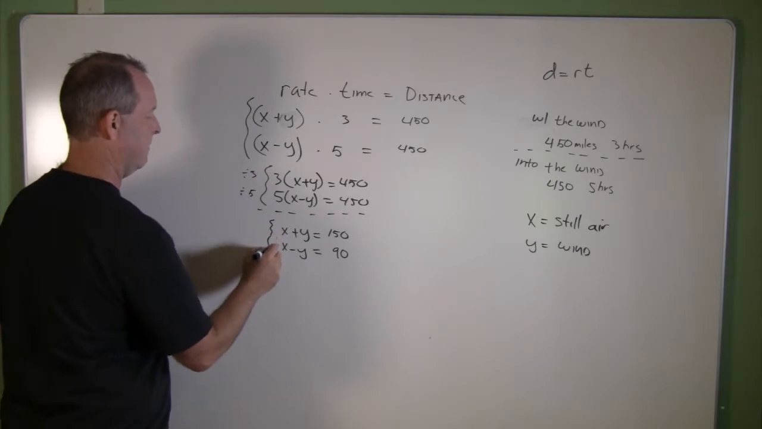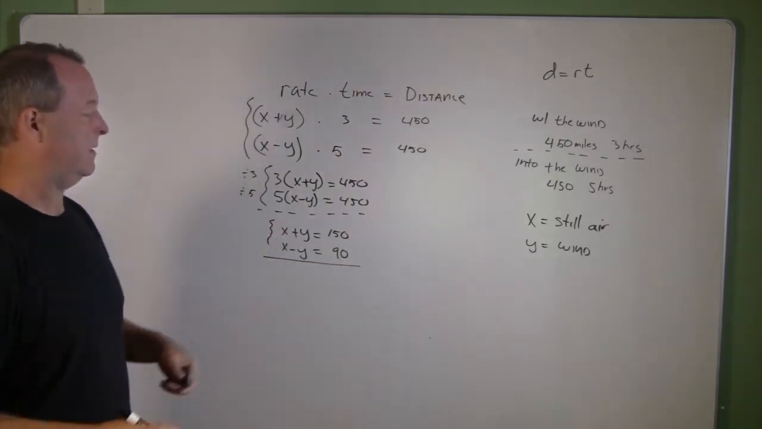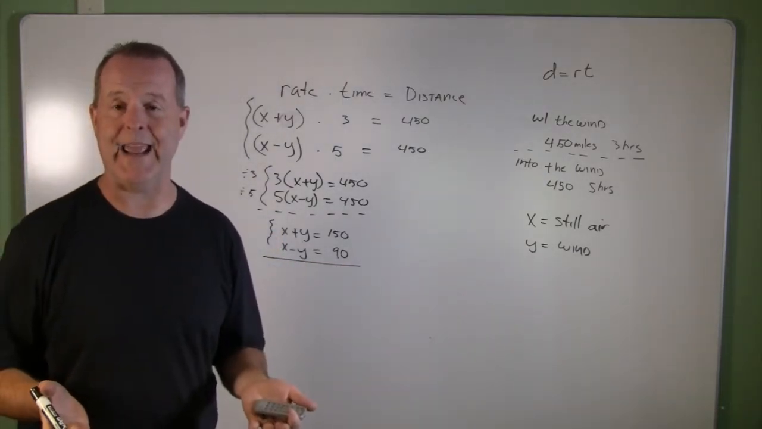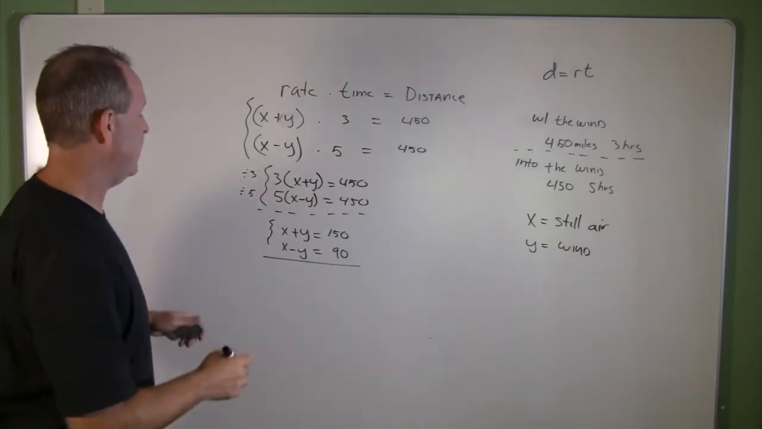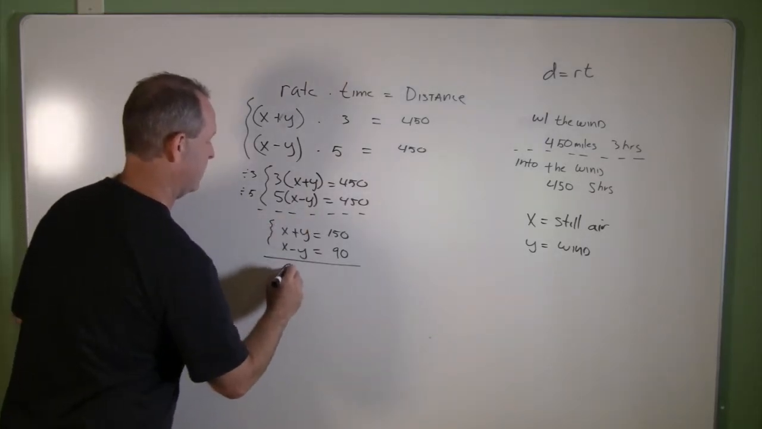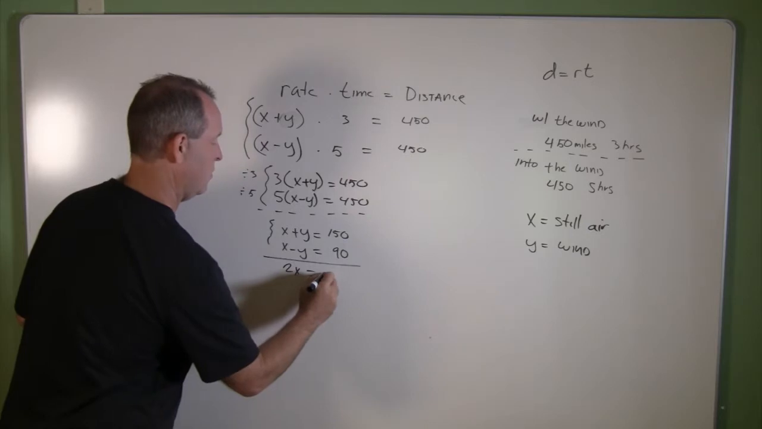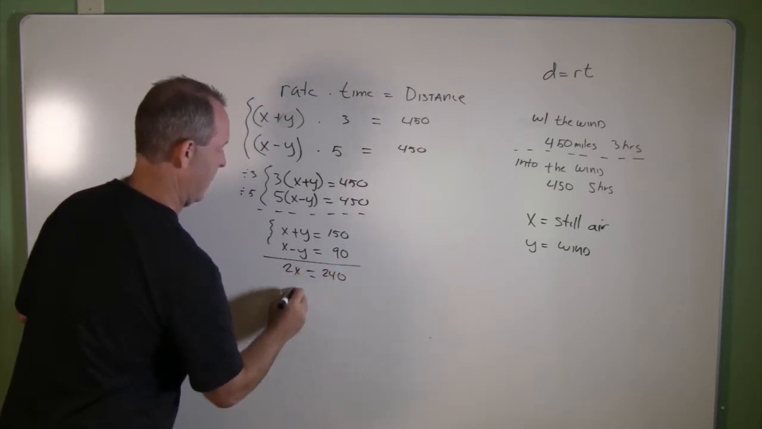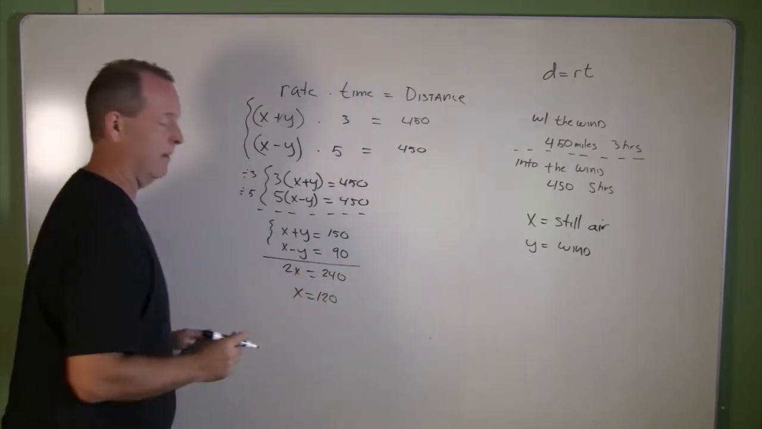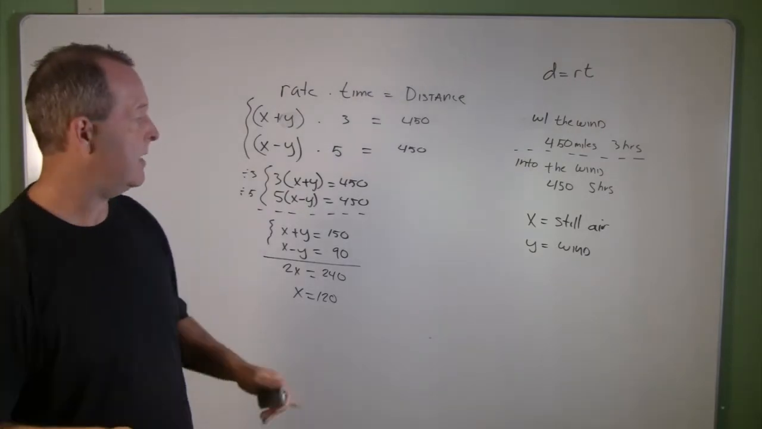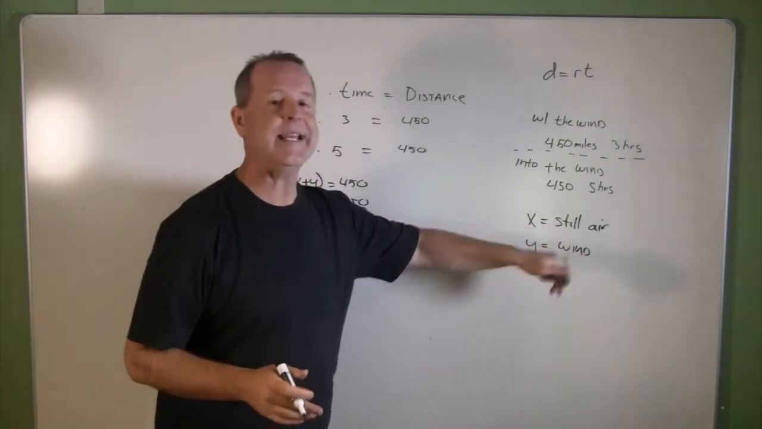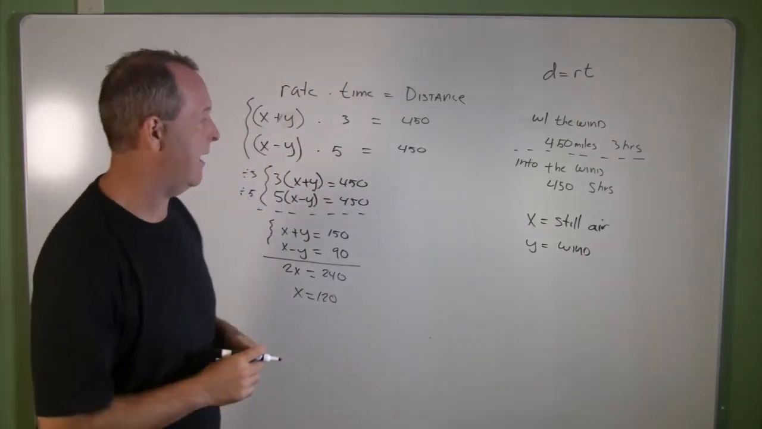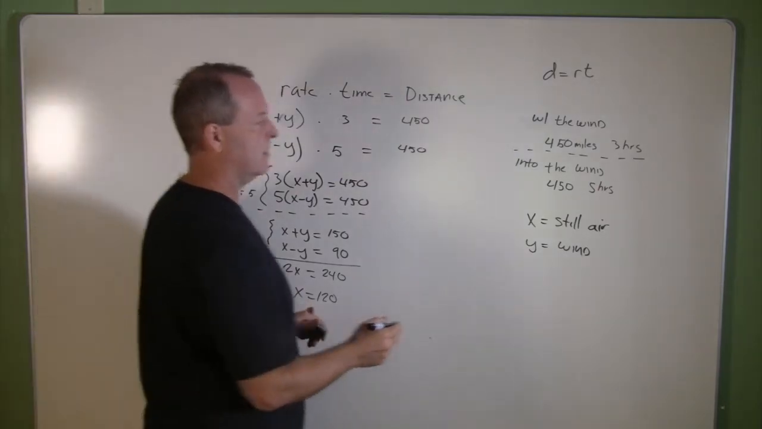Here's my next system. I'm in luck. The system right there shows me that I have terms that I can eliminate. So I'll have 2x equals 240, x equals 120. And in this particular case, I allowed the speed of the plane in still air to represent x.